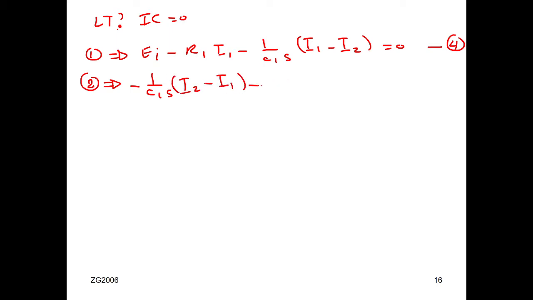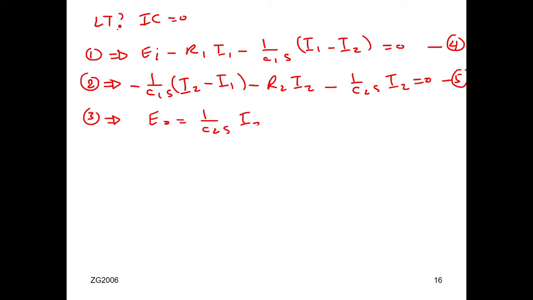Minus R2 I2 minus 1 over C2 S I2 equal to 0. Equation number 5. Last equation, number 3. From 3, E out equals 1 over C2 S I2. And this is equation number 6.